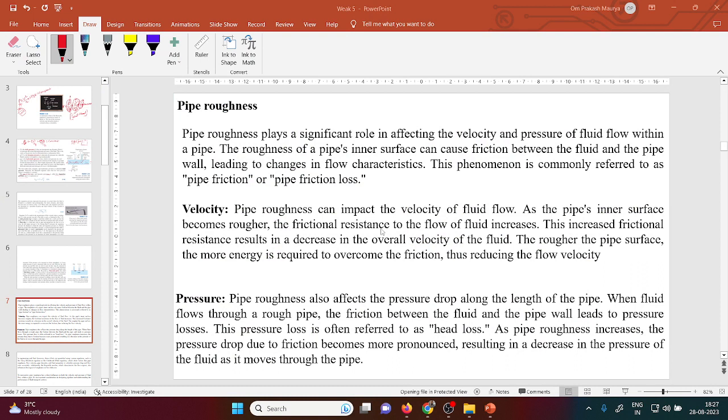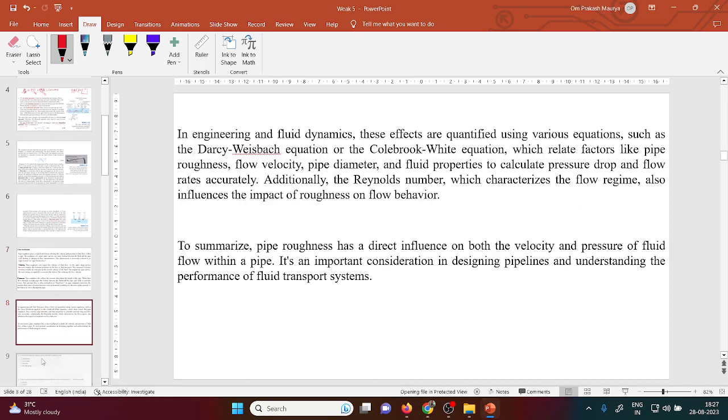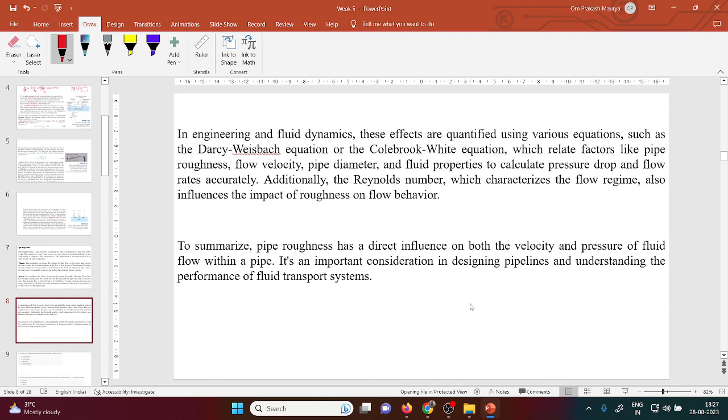Okay, now you can take a screenshot of this also. What is written here: in engineering and fluid dynamics, these effects are quantified. These effects, meaning the roughness effect on pressure and velocity, are quantified using various equations such as the Darcy-Weisbach equation or the Colebrook-White equation, which relate factors like pipe roughness, flow velocity, pipe diameter and the flow properties to calculate the pressure drop and flow rate accurately. So these are the concepts about the previous questions.